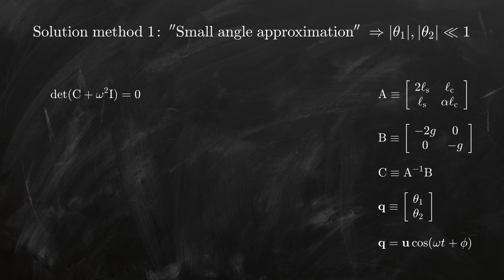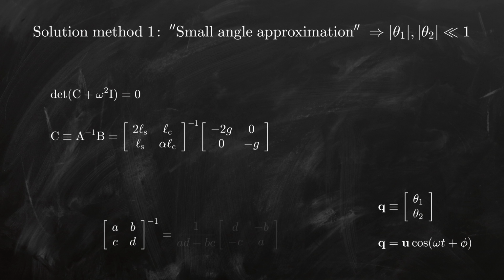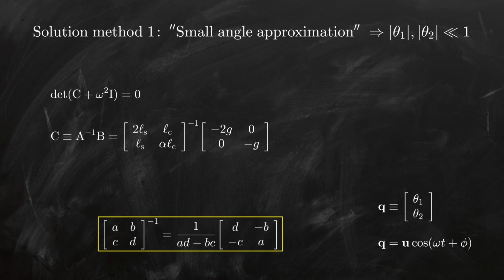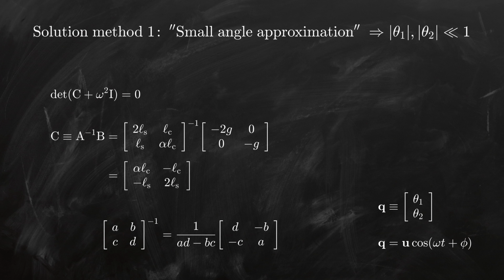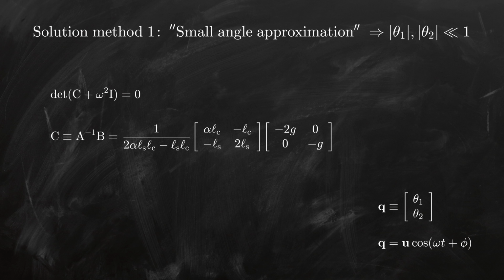We won't get any further now without actually computing C, so let's get started on that by multiplying B with the inverse of A. Fortunately, there is a simple formula for the inverse of a 2x2 matrix, which says to take its adjoint and divide by its determinant. This allows us to quickly acquire the inverse of A. We can then simplify the fraction a bit and multiply the matrices.